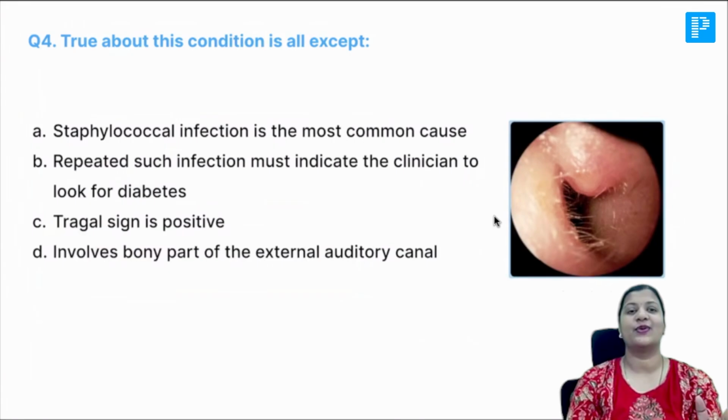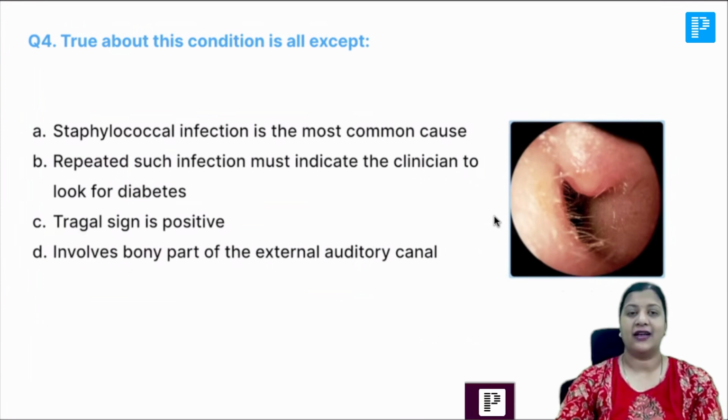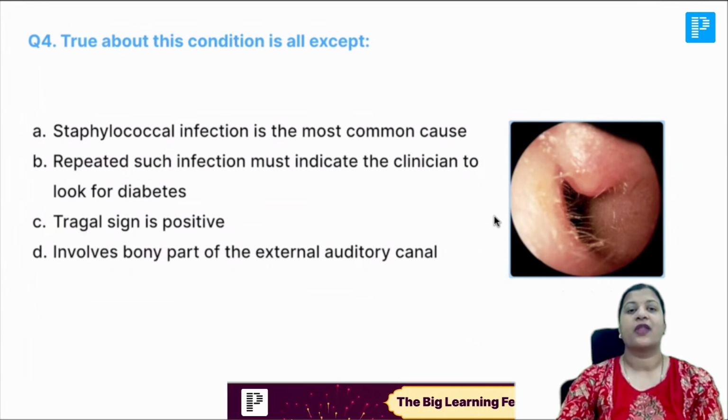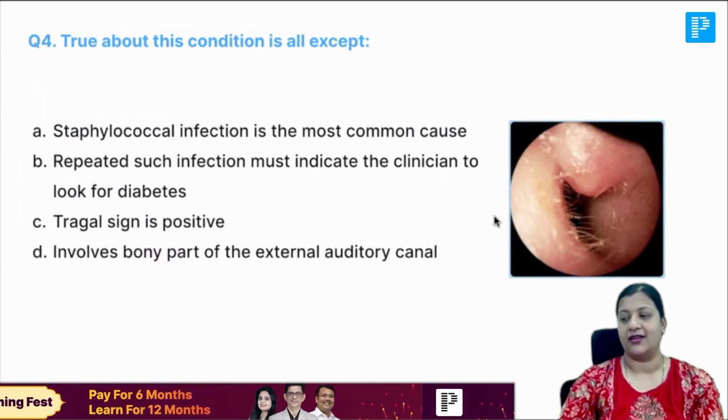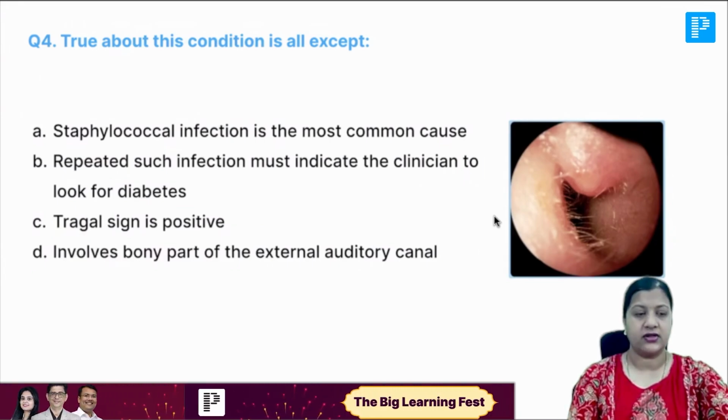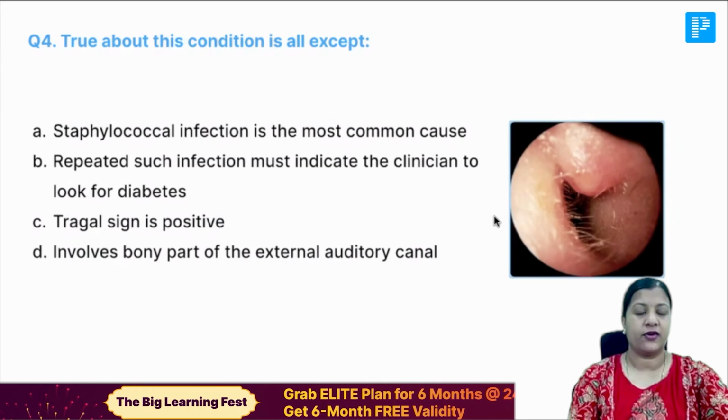Right, now let's go to the next condition, which you see here in the image. True about this condition is all except: Staphylococcal infection is the most common cause. Repeated such infections must indicate the clinician to look for diabetes. Tragal sign is positive. Involves the bony portion of the external auditory canal. So we are going to discuss this question. Some of you have said B, some of you have said D.